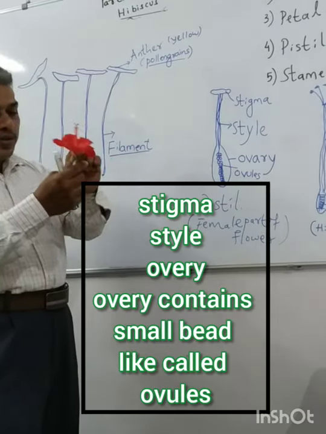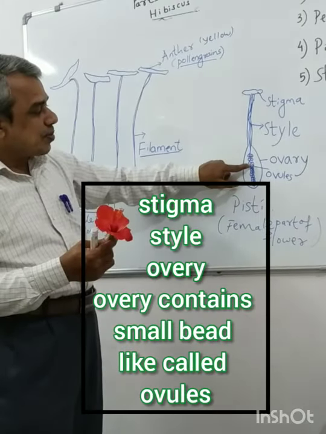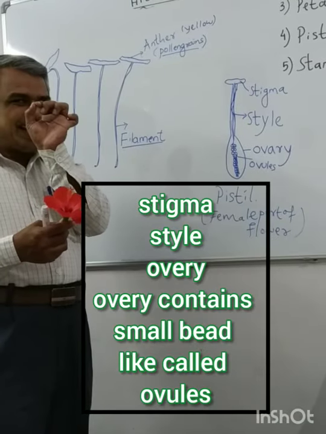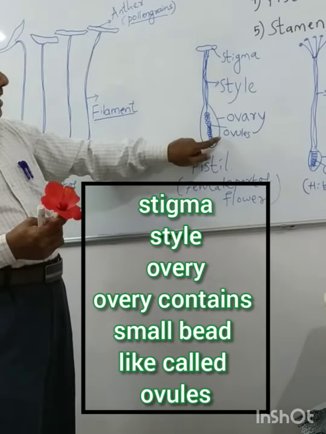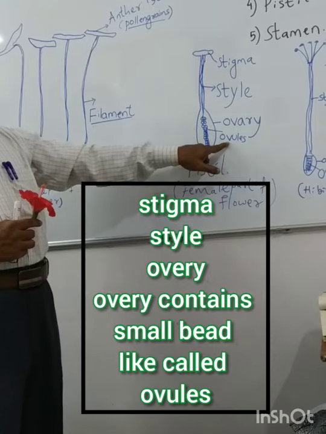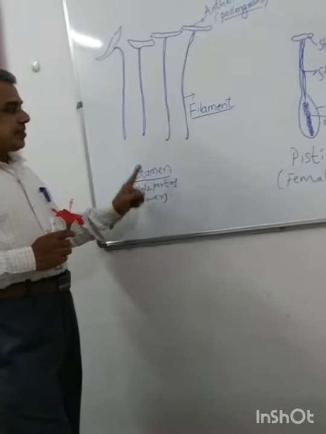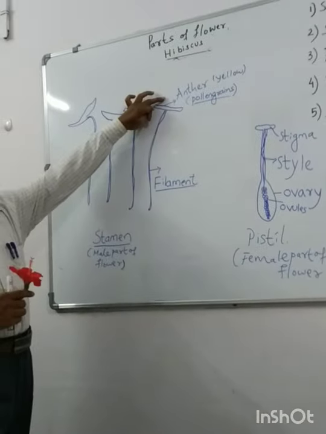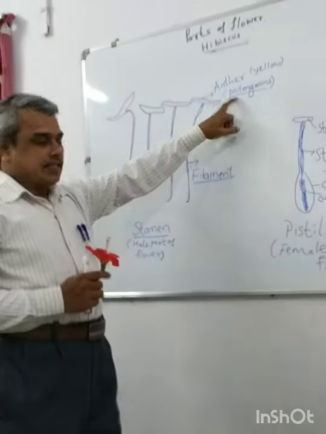And if you open the ovary further, inside you will get very small bead-like structures. These bead-like structures are called ovules. Now you understood. The male part of the flower is called stamen. Stamen contains two parts, filament and anther. And anther contains pollen grains. This is the male part.